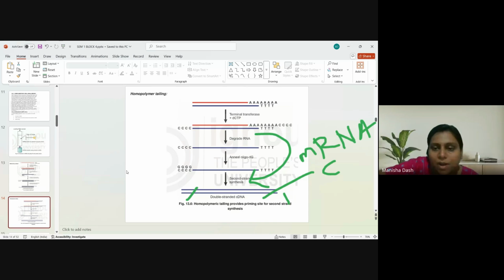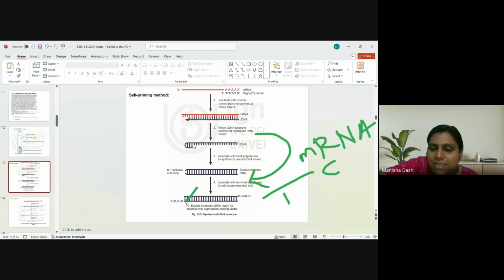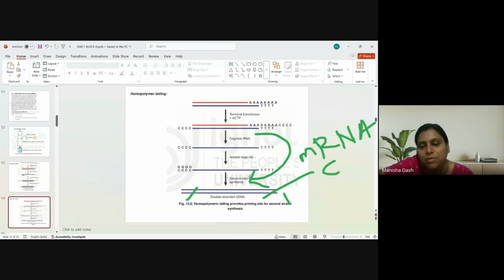So here you are adding the sticky end by adding the terminal transferase bases so that it can be easily integrated into any of the cloning vectors. Similarly, you can synthesize by homopolymeric tailing, where there will be no additional tails, but still this double-stranded cDNA can be used with a blunt end restriction endonuclease to be inserted into a vector. So the process is almost similar.